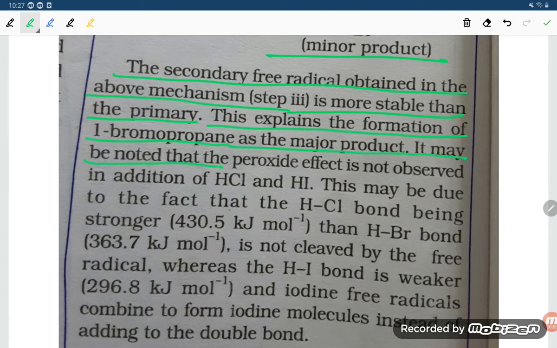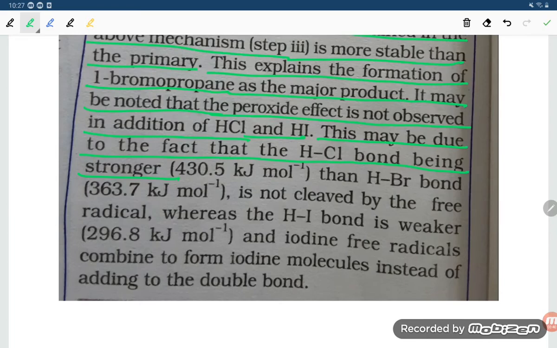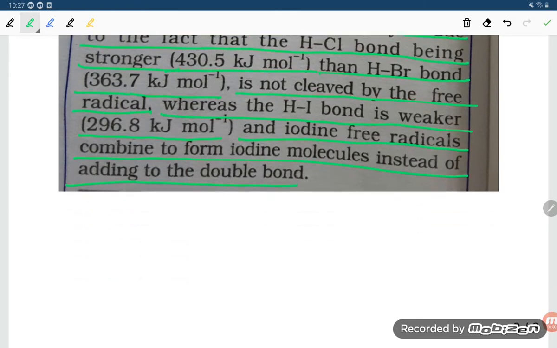It may be noted that the peroxide effect is not observed in the addition of HCl and HI. This may be due to the fact that the HCl bond is stronger, 430.5 kilojoule per mole, than the HBr bond, 363.7 kilojoule per mole, and is not cleaved by the free radical, whereas the HI bond is weaker, 296.8 kilojoule per mole, and iodine free radicals combine to form an iodine molecule instead of adding to the double bond.